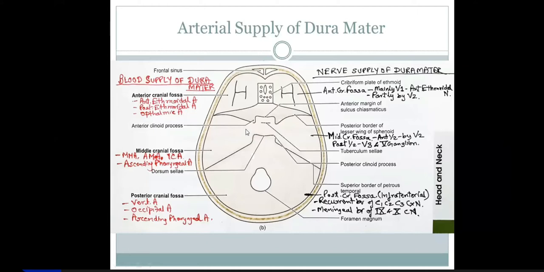Then in the middle cranial fossa, you have the dura mater lining here, and the vessels found here will be providing meningeal branches to the dura of the middle cranial fossa. These vessels are the middle meningeal artery. As you know, the middle meningeal artery enters the middle cranial fossa through the foramen spinosum. Then the accessory meningeal artery enters through the foramen ovale.